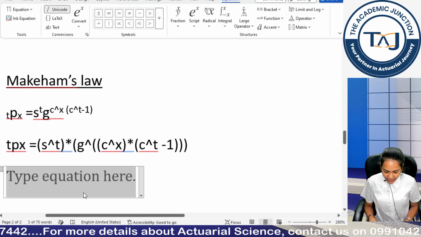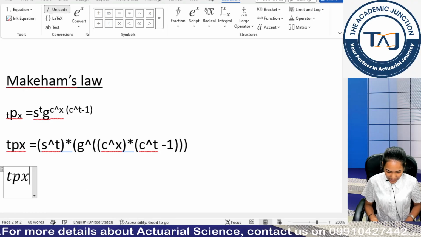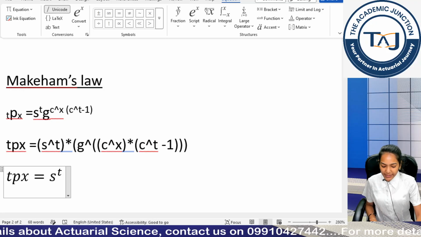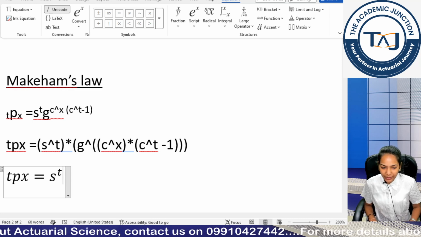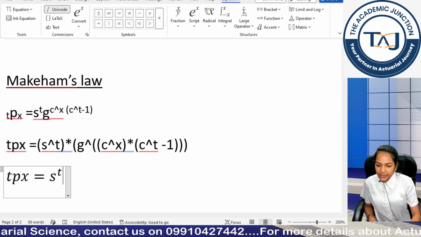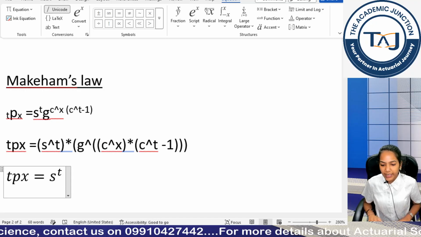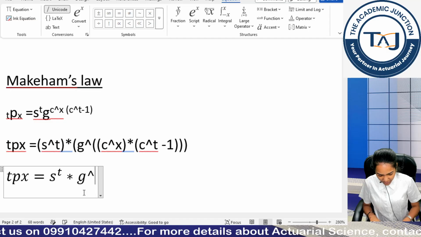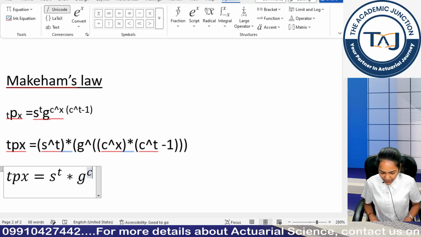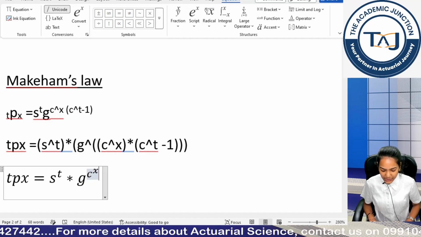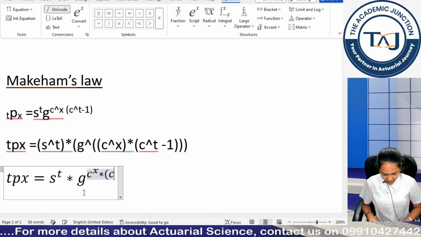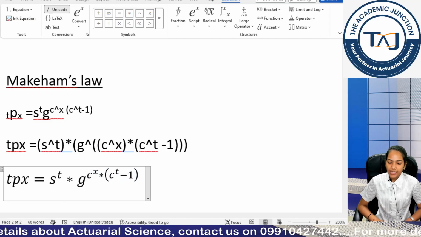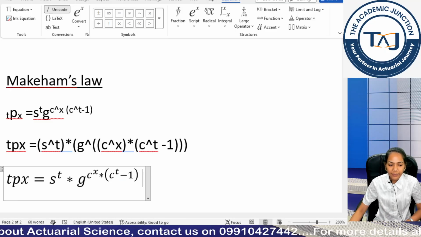If you are using equationator now, what will be the thing? So it will become tp_x is equal to s to the power t. I write basically this whole thing, just I use equationator now. Okay. Once you write this whole thing, copy paste it in equationator, and using adequate space bars, it will convert into a normal equation. Then we have g to the power c, now we have c to the power, right. So I can use c to the power x as well in this. So we have c to the power t minus 1, so yes, this is the thing. And we have written Makeham's law as well.